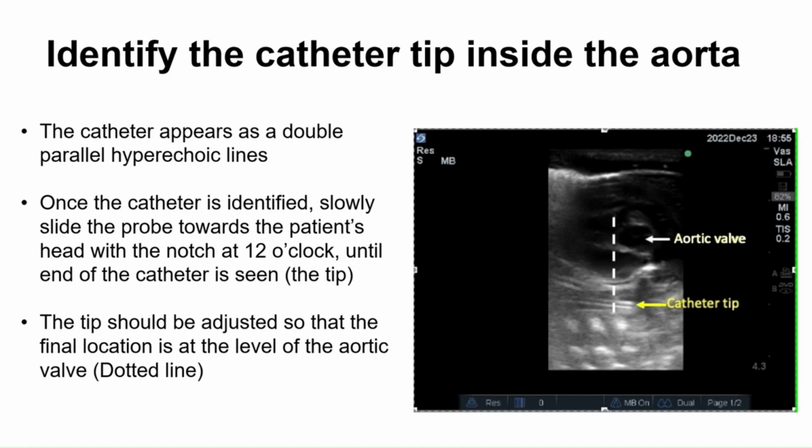Then locate the aortic valve, which is the round structure located in the middle of the heart, and you should see 3 leaflets. The tip should be adjusted so that the final location is at the level of the aortic valve, which is seen here by the white dotted line.